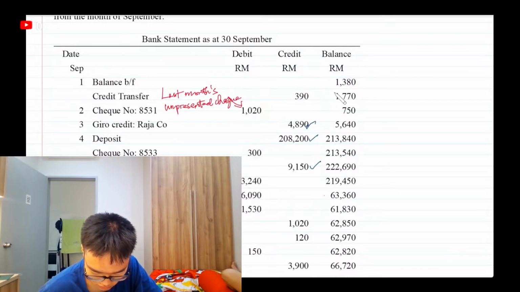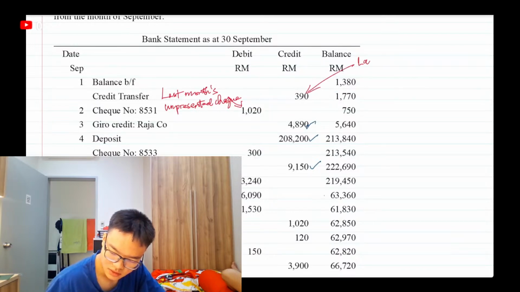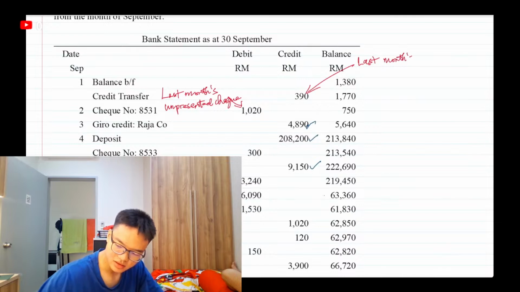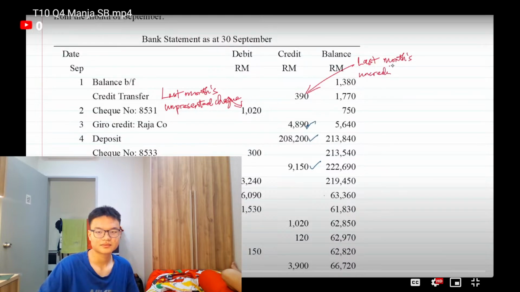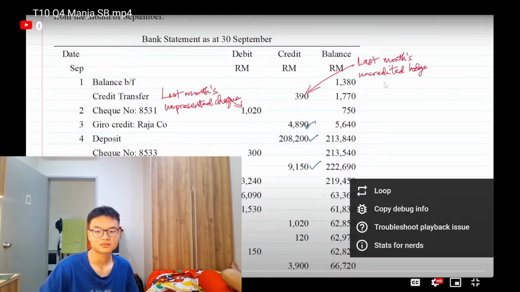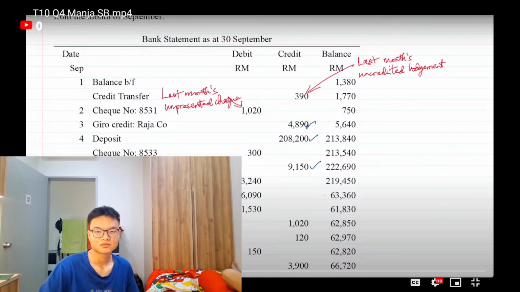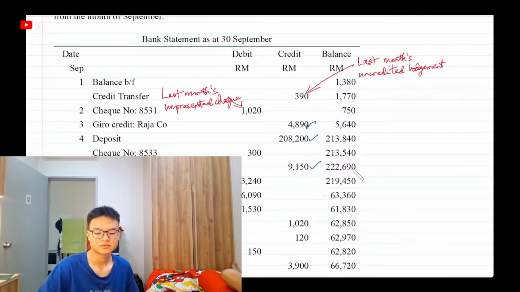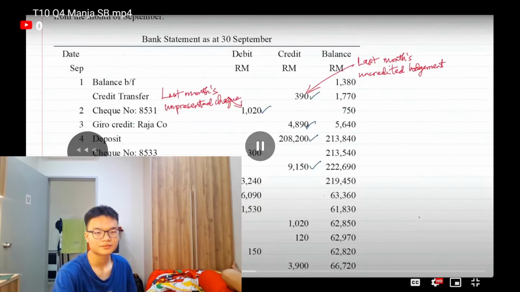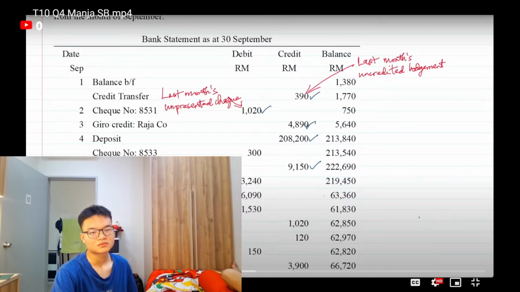Right? So this is actually last month's uncredited allotment. You understand? So it was already recorded in the cash book, but last month. So because they're already in the cash book, you take off these two. When I take off in the bank statement, it means they are in the cash book. Okay, they are in the cash book, but they were in last month's cash book.